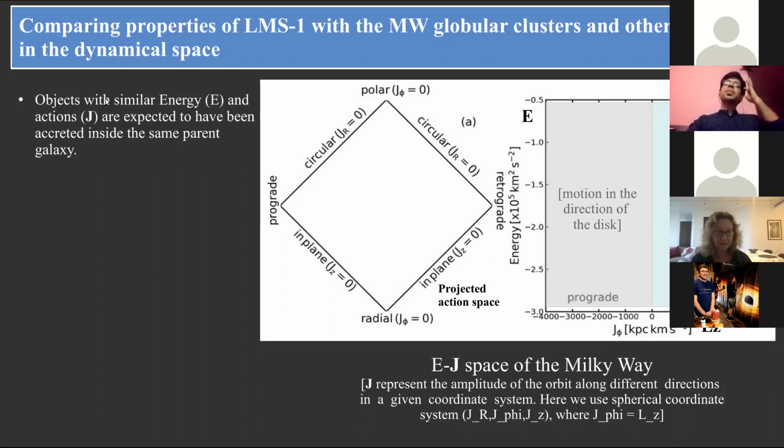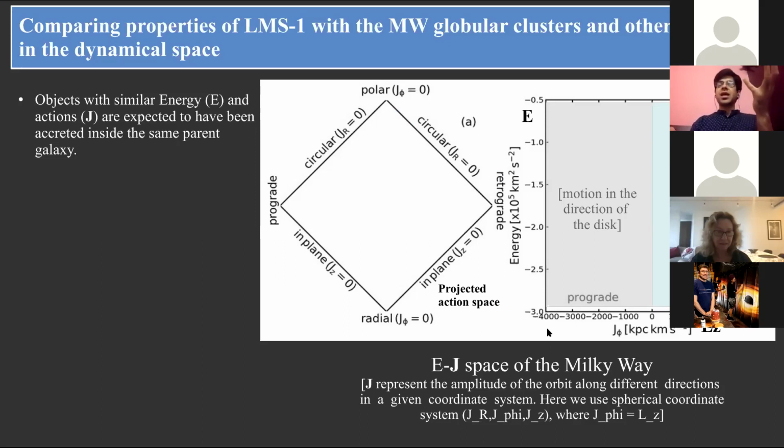So that's fine. And we also know that the actions are adiabatic invariants, so even they would be conserved for a slowly evolving potential, especially if it's an axisymmetric potential. So all the stars and objects that are closely clustered in the energy action space basically imply that they must have accreted inside the same parent galaxy. So this is also one of the ways of trying to associate different objects with the same accretion event, generally speaking.